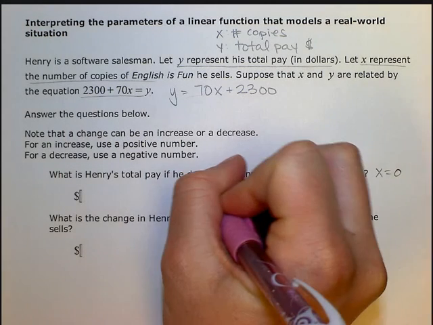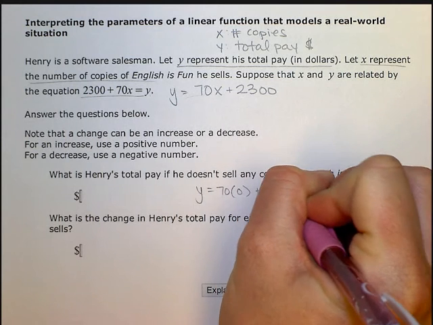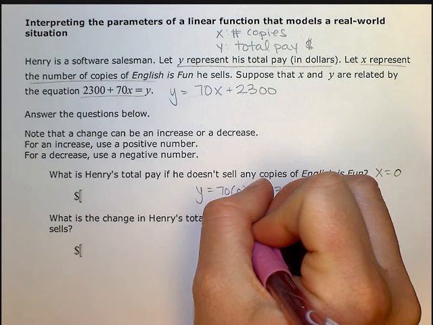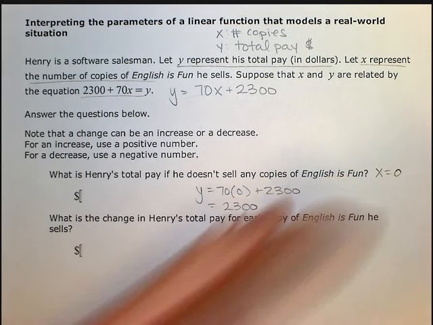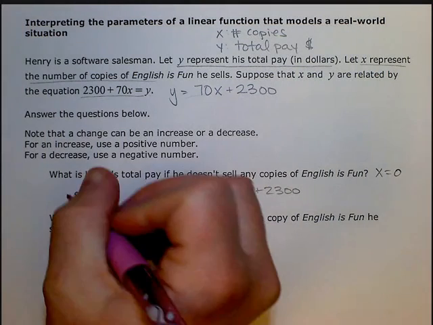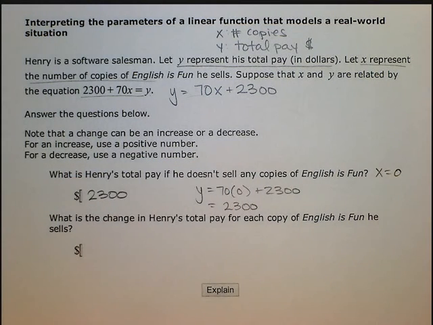So I get y equals 70 times 0 plus 2,300. 70 times 0 is 0, so 0 plus 2,300 is just 2,300. So his total pay is $2,300 even if he doesn't sell a single book.